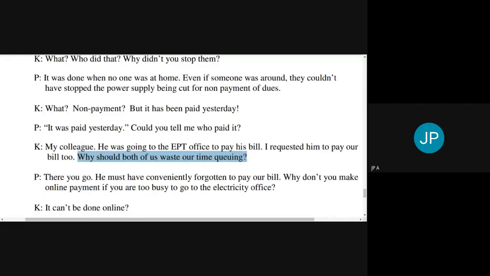So I queued up at the railway station, or we queued up at the railway station, or I queued up at the milk booth. Such prepositions are used to make the language more idiomatic.